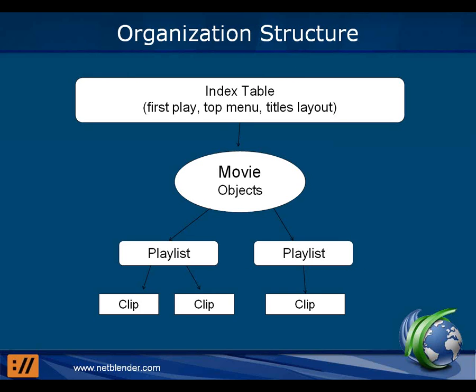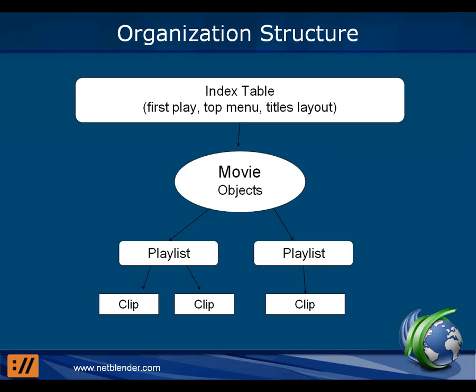We'll take just a moment here to look at the high-level view of the HDMV organization structure. And as I mentioned before, it is important to have a good sense of how the disks are structured when working with our HDMV module. At the highest level of the disk structure is the index table. This determines the first play and top menu. And yes, in the HDMV mode, you do have access to the top menu, which is not available when working in BDJ. And it determines the titles, the layout of the titles for your overall disk.